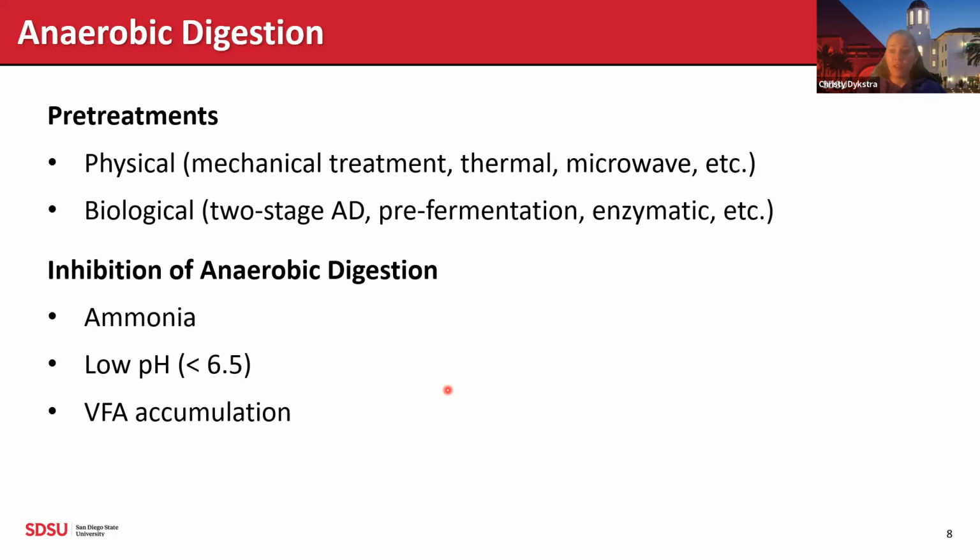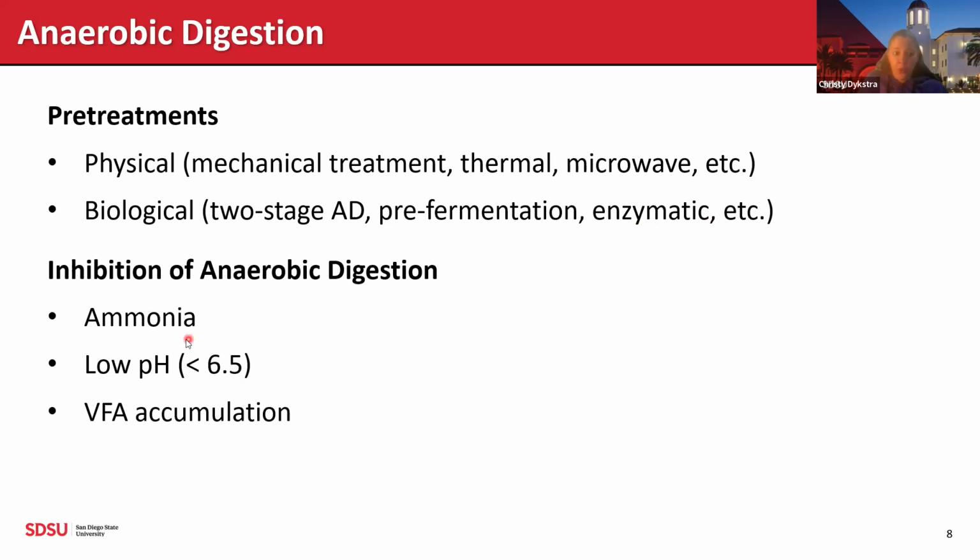Some of the things that we like to do for pretreatments to speed that process up are physical pretreatments, like mechanical treatment, thermal, even microwave has been used, and biological. So we might have two-stage or enzymatic types of systems where we pre-treat the material so that it will break down a lot quicker in the anaerobic digester. Another thing we have to consider is inhibition.